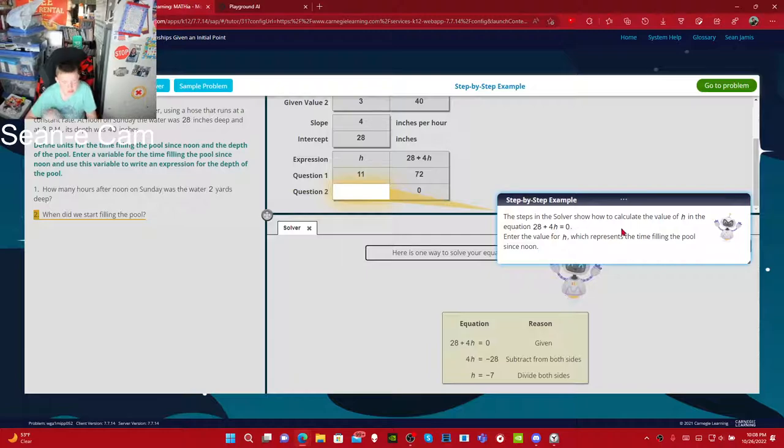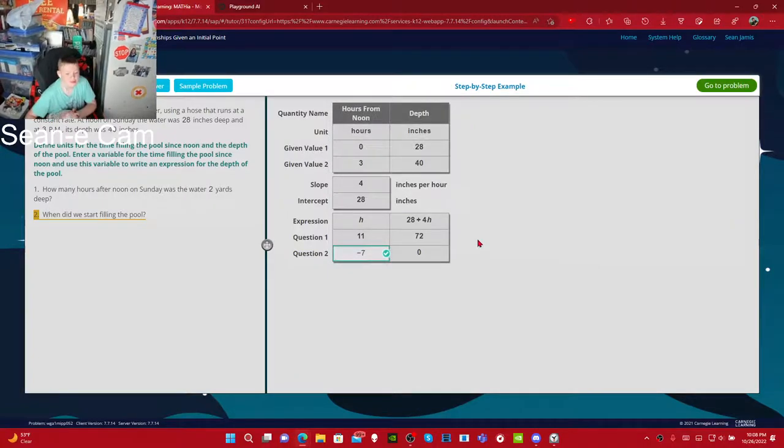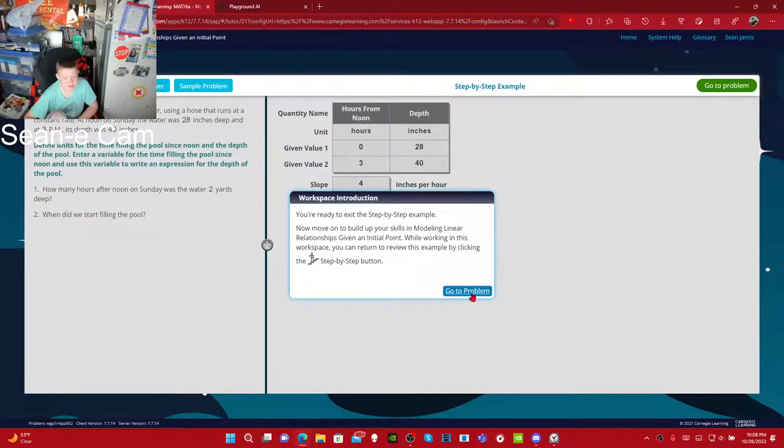The steps in the solver show how to calculate the value of H in the equation 28 plus 4H equals 0. Enter the value of H, which represents the time of filling the pool since noon. So -7. And that's it. The end.